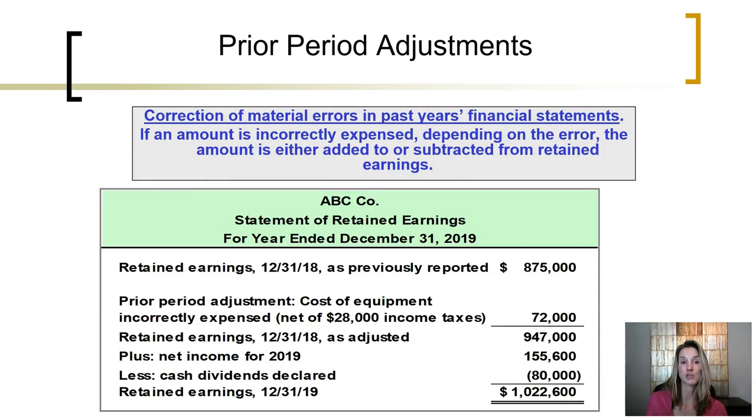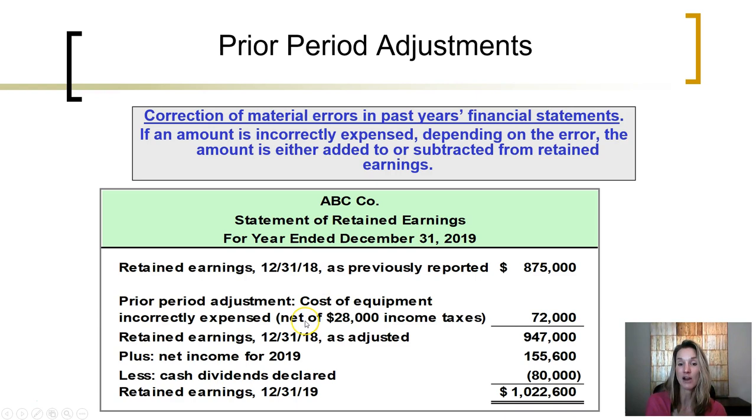There are also situations where prior period adjustments are made to the general ledger, and those adjustments impact retained earnings. For example, correction of material or large errors in past year's financial statements. If an amount is incorrectly expensed in prior years, depending on the error, the amount could either be added or subtracted from retained earnings. So here we're seeing that for ABC, they had a prior period adjustment for the cost of equipment that was incorrectly expensed.